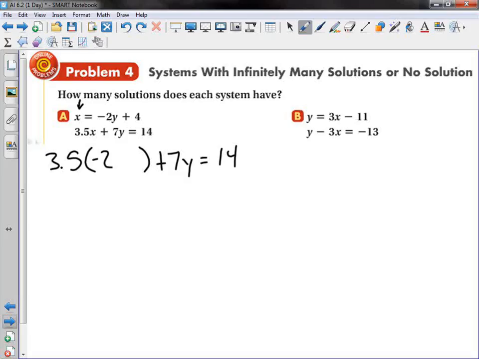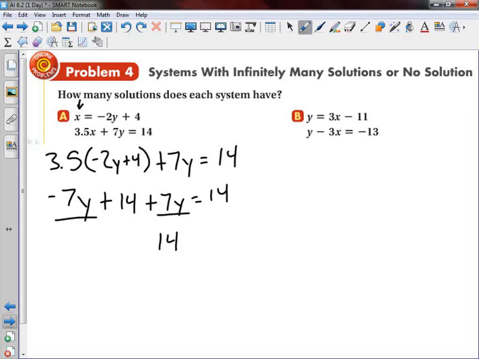Let's plug in what x is equal to, plus 4. There we go. 3.5 times 2, well, that's negative 7y. 3.5 times 4, I believe, is 14. Something like this. Now, what happens when I combine like terms on my y's? They're going to cancel out because we have a negative 7 and a positive 7, which cancel out, leaving me 14 is equal to 14. Well, when is 14 equal to 14? 14 is equal to 14 always.